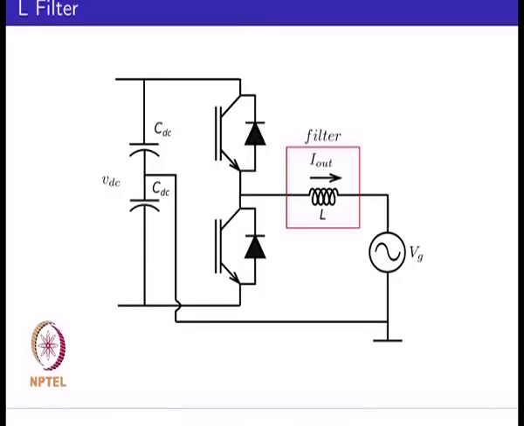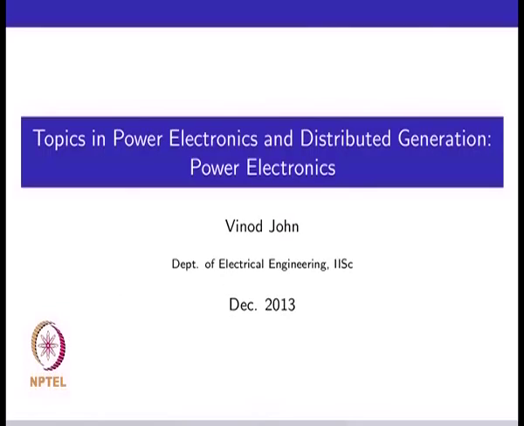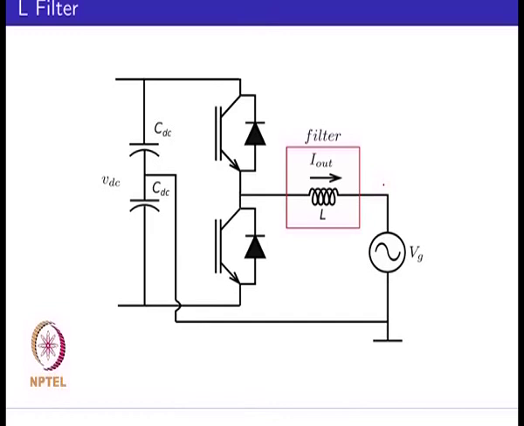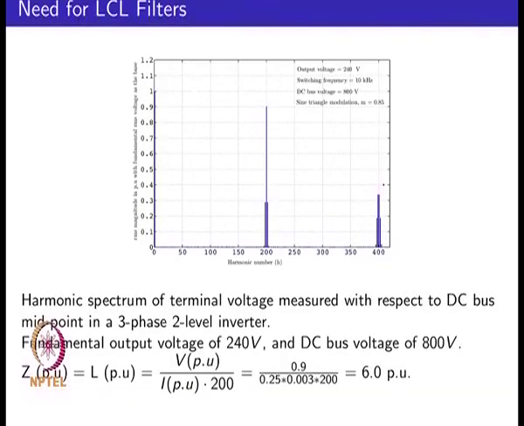So, we have looked so far at an example of an L filter for a single phase inverter, and based on the RMS current calculations, we saw that the ripple that gets injected into the grid would not meet the standard recommendations, and we can get similar conclusions based on a more exact Fourier analysis.